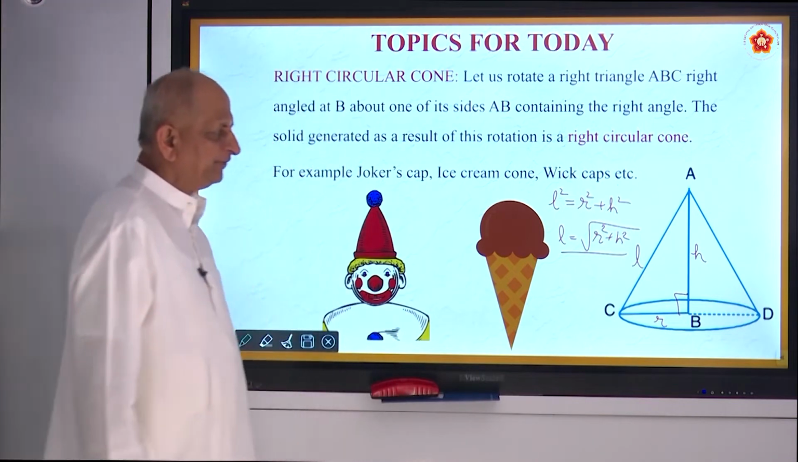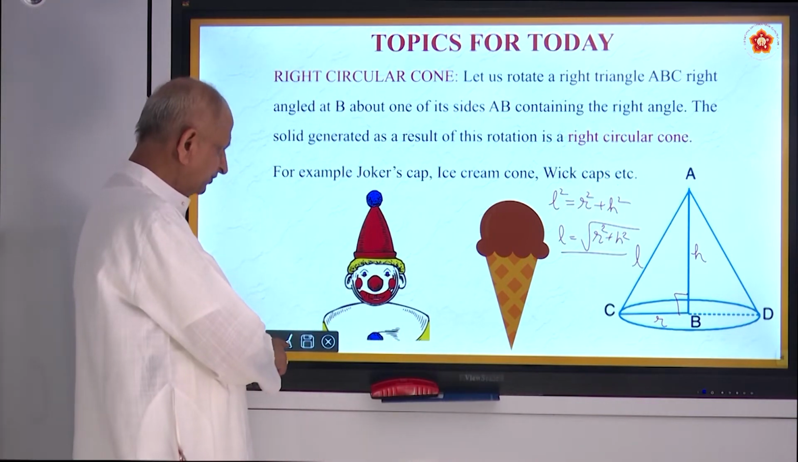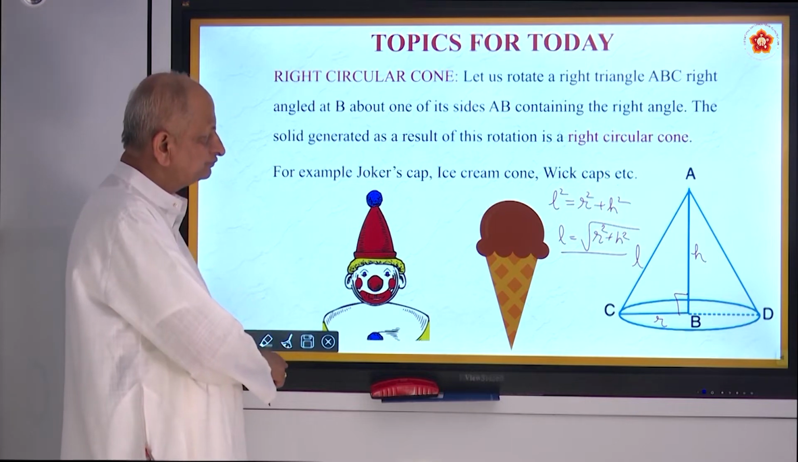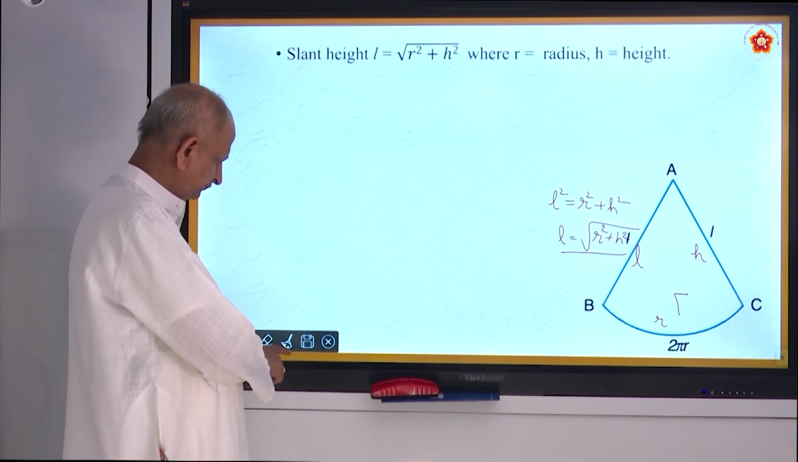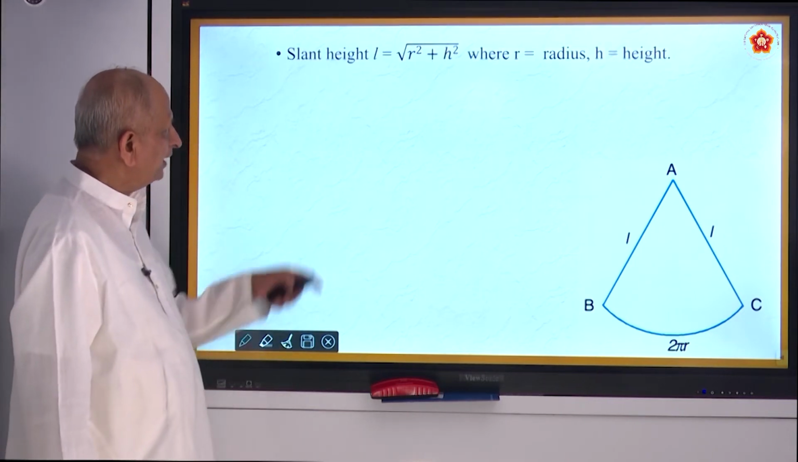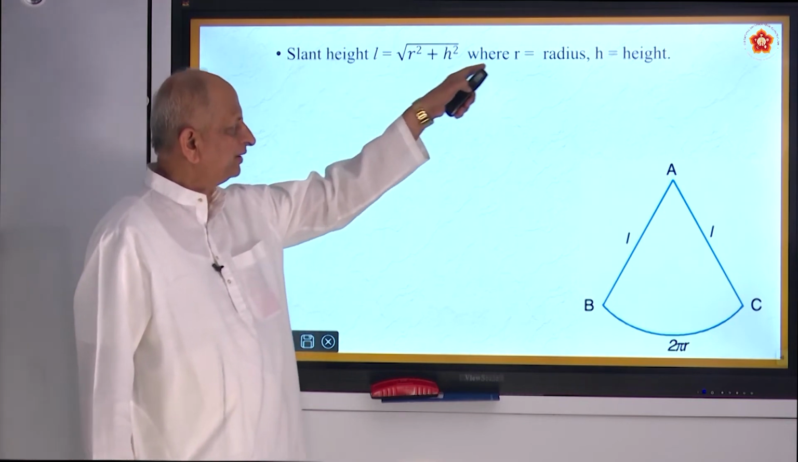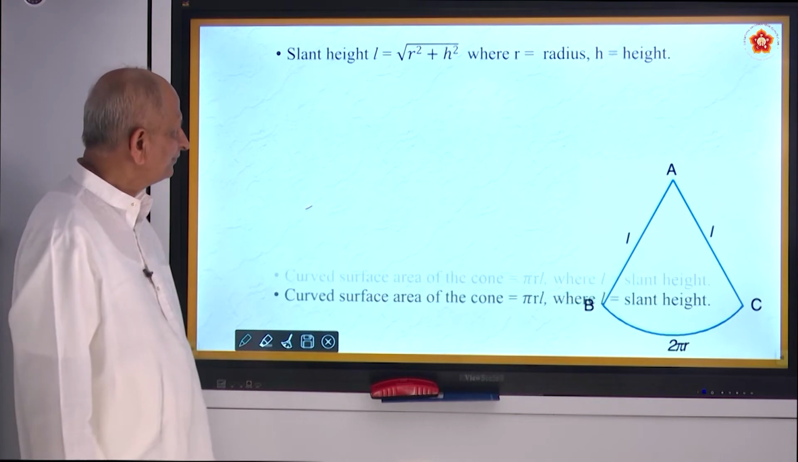What does that L stand for? Sorry, L is the slant height. L is the slant height. Therefore, L becomes root of r square plus h square, where r is the radius, h is the height.